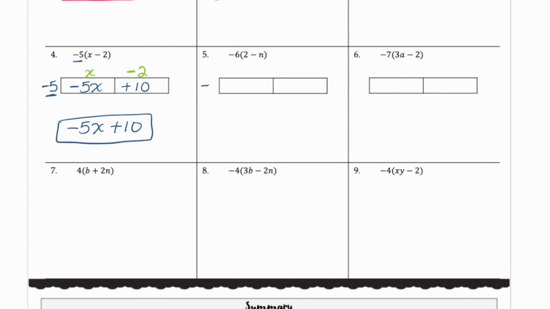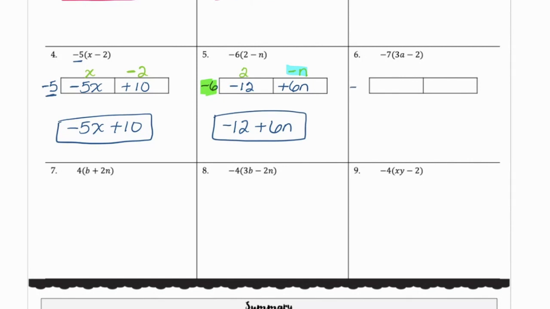Let's do another one. Negative 6 comes outside. The 2 minus n comes on the top. Do not change the order. Leave everything exactly as it has been given. So the first thing I'm multiplying is the negative 6 times 2, giving me a negative 12. The second thing I'm multiplying is the negative 6 times negative n. So we have negative times a negative, automatically a positive. 6 times n, 6n. So my answer is negative 12 plus 6n. Again, I'm going to leave that exactly as it is.